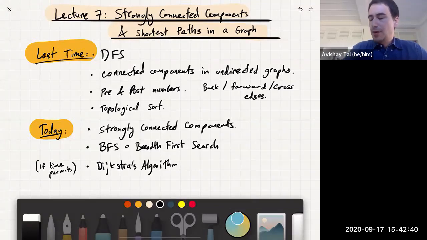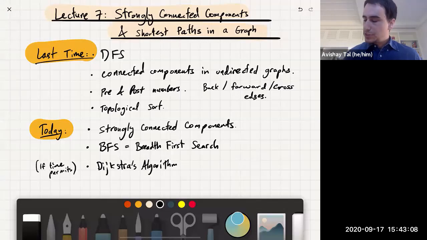And then in the second part of the talk, we will start discussing shortest paths in a graph, and we will see the famous BFS algorithm. And if we have time, we'll start to see Dijkstra's algorithm. Probably we will not have time, but we will see Dijkstra's algorithm either at the end of this talk or at the beginning of next week's talk.